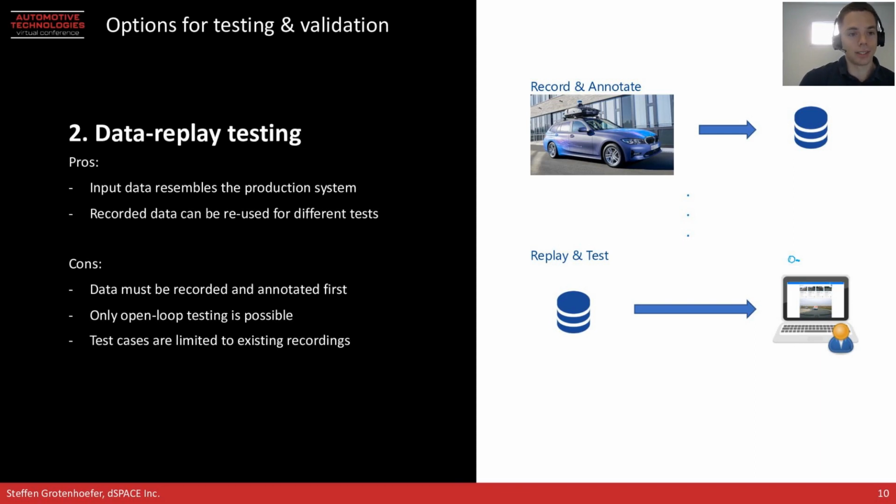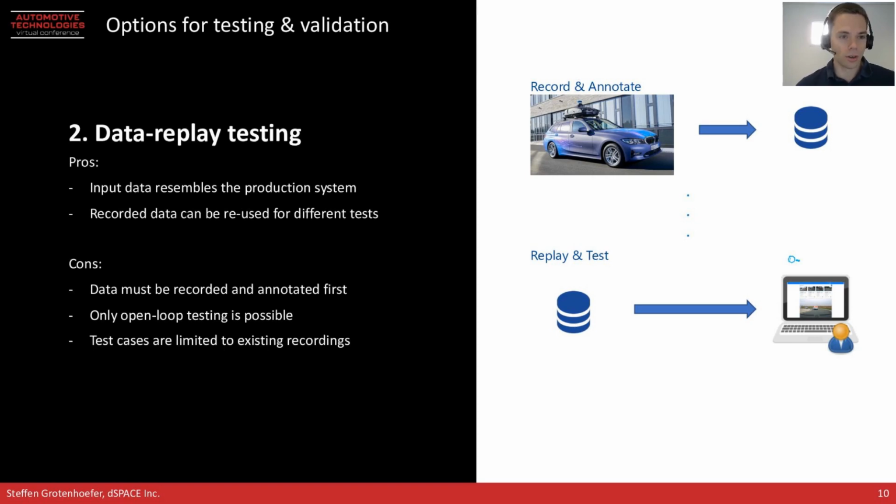The downsides are the data must be recorded and annotated first. So it's once again pretty time and also cost intensive. With the data replay approach, you can only do open loop testing. So you can only replay the data that you have recorded, but you cannot act on this data from your system. So if you recorded something where you're driving on the right lane, your system under test cannot invoke a lane change to the left lane, of course, because it's ultimately just a recording. Yeah, and the test cases are, of course, once again, limited to the existing recordings. You can only test what you've recorded before.